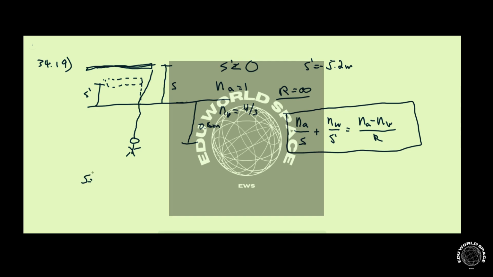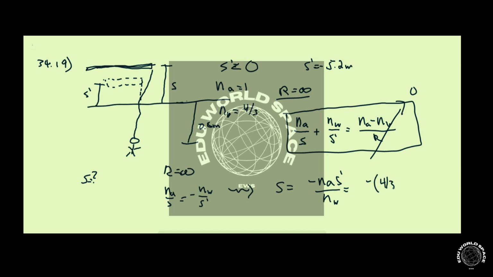We want to figure out the object distance, the actual height of the diving board above the water. First, let's plug in r equals infinity, and we see that the right side goes to 0, which is good. It simplifies this for us. So now we have n_a over S equals negative n_w over S prime. We can solve this and we see that S equals negative n_a S prime over n_w. Now we can easily plug that in.